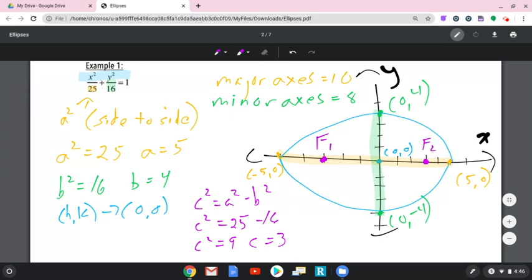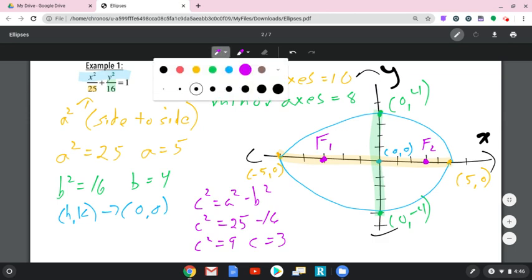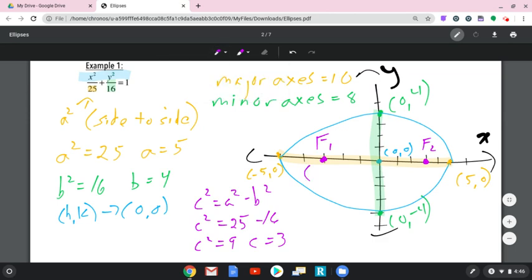All right. Now let's take a look. We can identify these points. So if I look at this, this would be negative 3, 0. And this point would be 3, 0. So now we identified our 2 foci points.